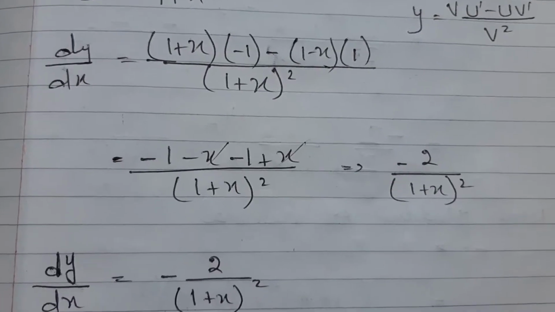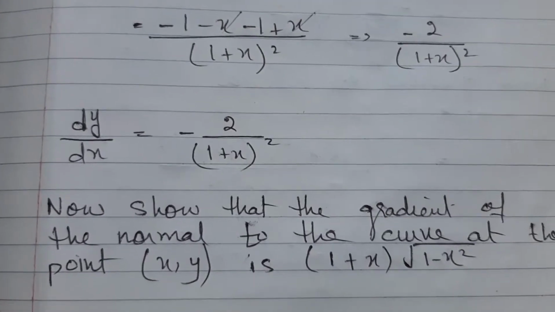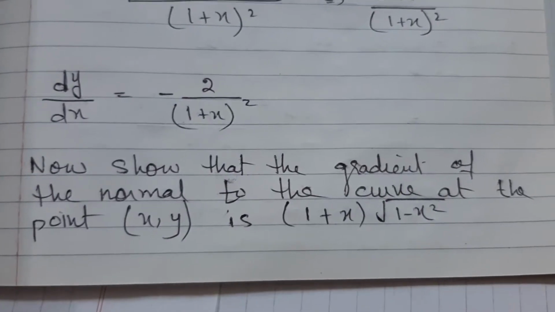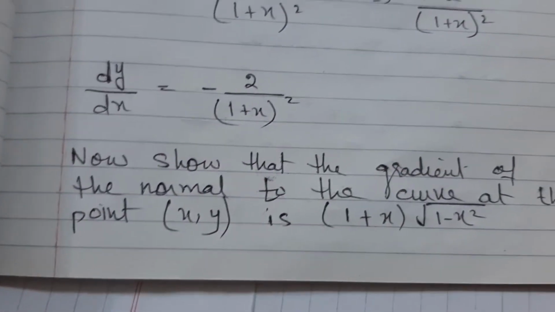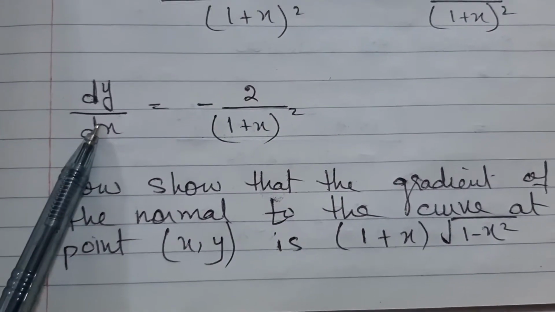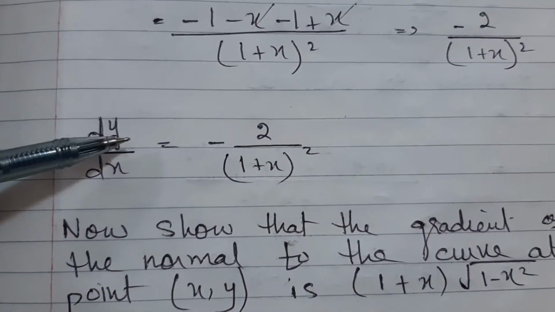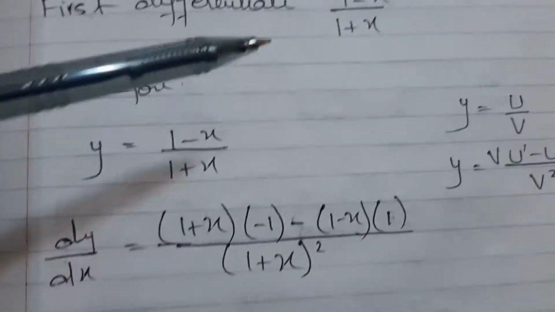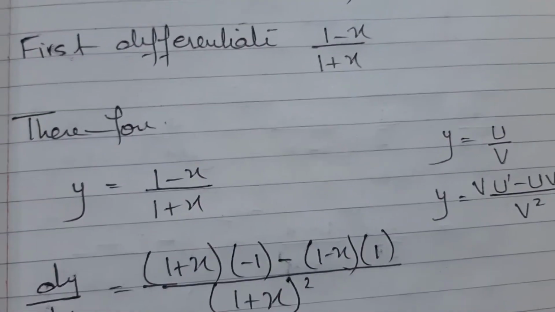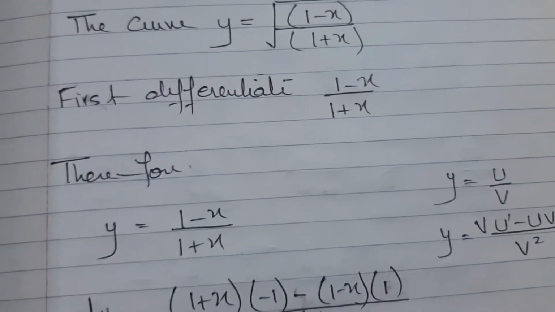After that, the question says show that the gradient of the normal to the curve at point (x, y) is this. Now I have to find the gradient of the normal, which is this. Whenever you differentiate the equation, you actually get the gradient of the tangent. And this is also not the actual curve. The actual curve was with the root sign, right? And we have done it without the root. So let's see what the next step is. I actually have to differentiate this now. Yes or no?